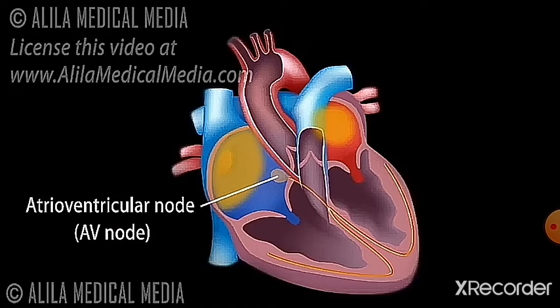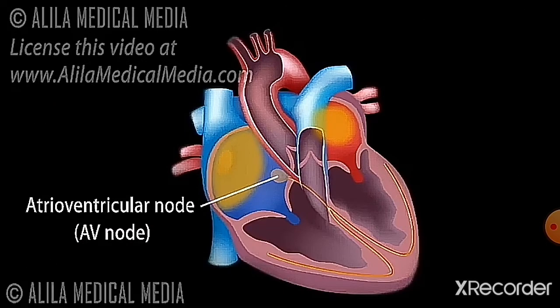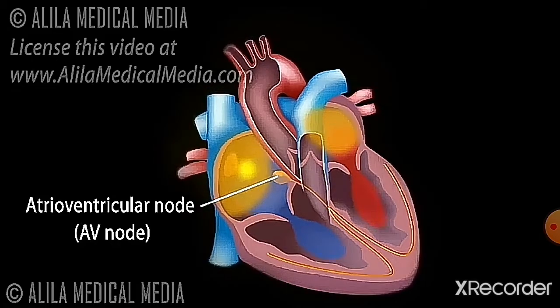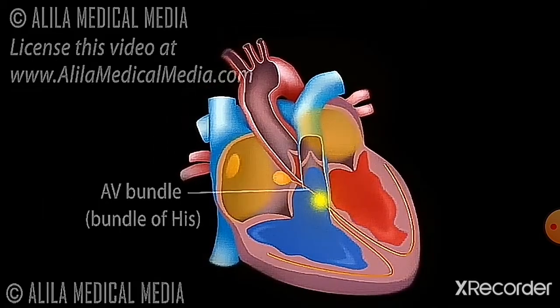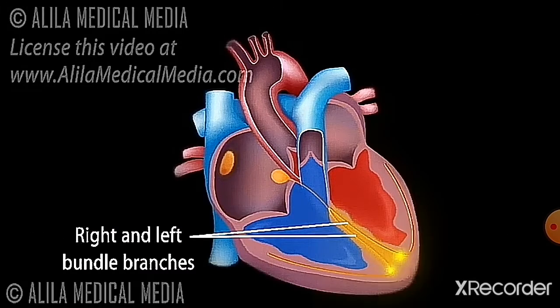From this AV node, the impulses coming from the SA node will go towards the AV bundle. What is the AV bundle? The AV bundle branches into the right and left bundles. Here you can see the impulses coming from the SA node and going toward the AV bundle. It is also called the bundle of His. When the impulse reaches the AV bundle, depolarization starts in your ventricles for the QRS complex.